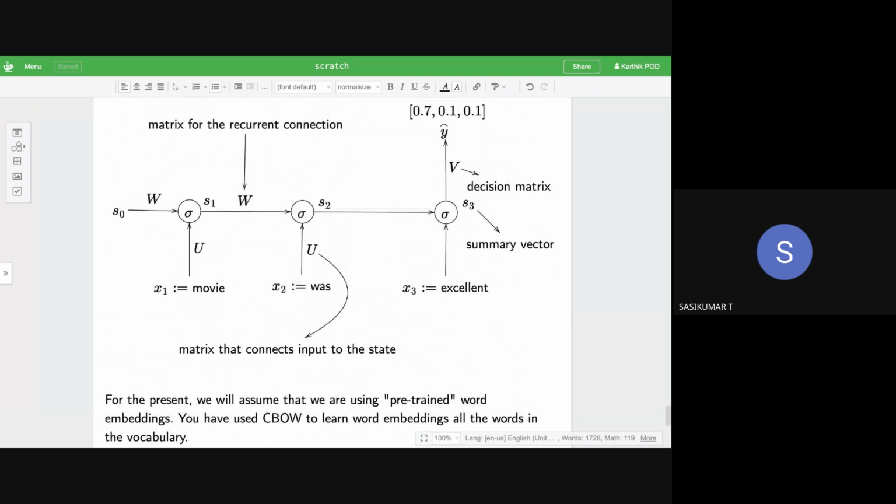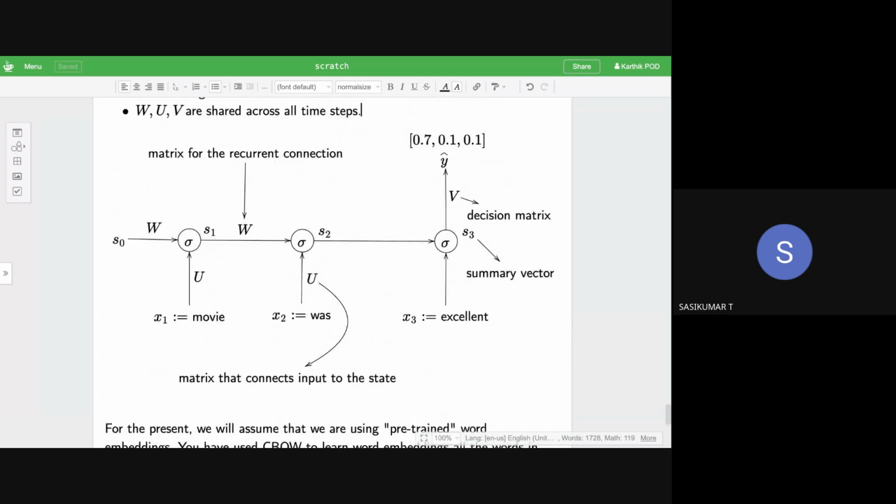And sir, after the softmax, the probabilities should tally to 1, isn't it? Right.